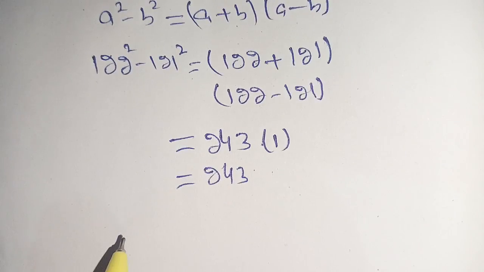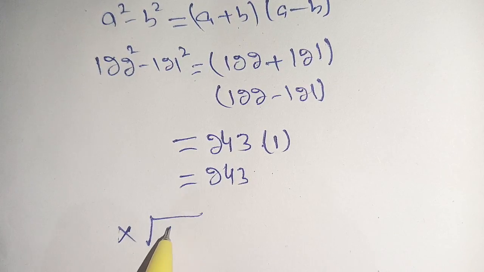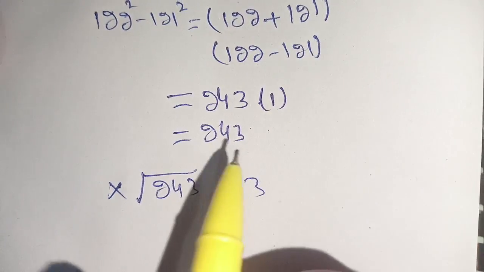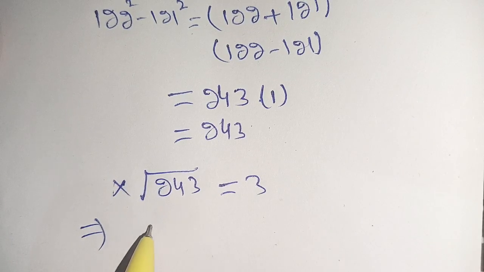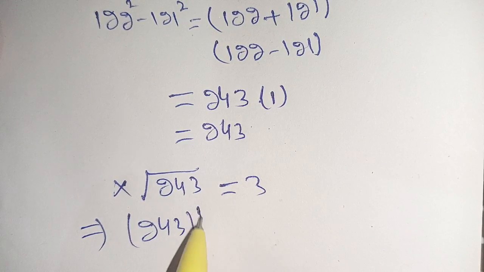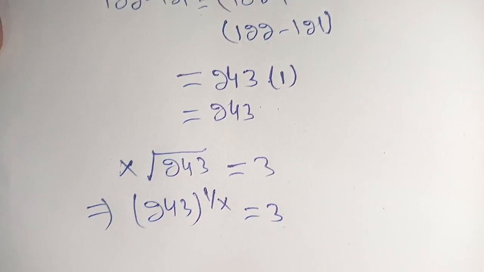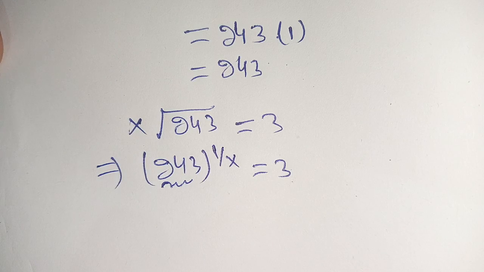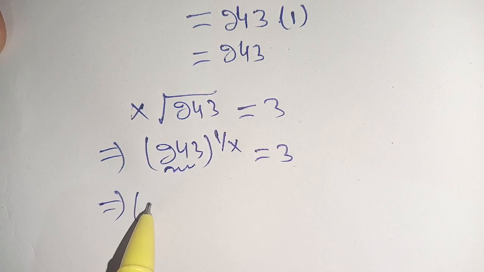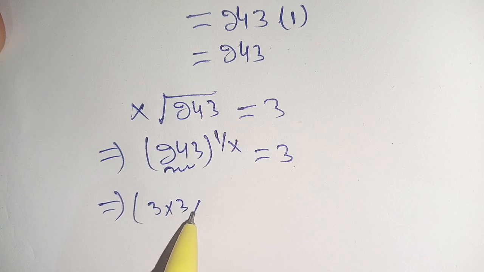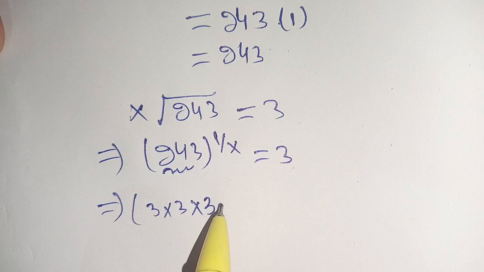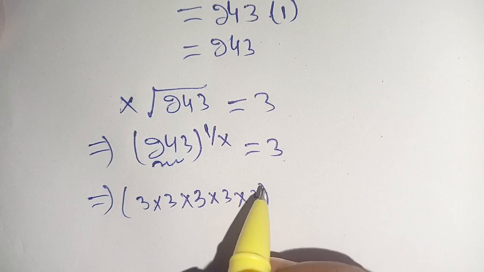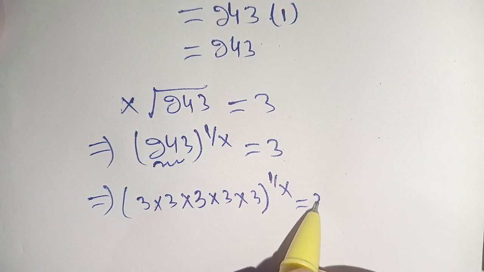Now it becomes the x-th root of 243 is equal to 3. Now we have 243 power 1 divided by x is equal to 3. Now we can write 243 in terms of 3 as 3 times 3, it becomes 9, times 3, 27, times 3, 81, times 3, it becomes 243, power 1 divided by x is equal to 3.